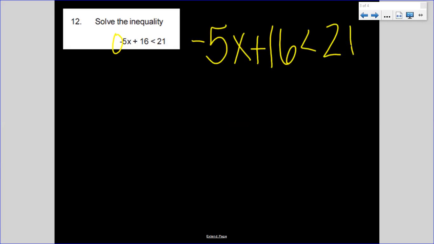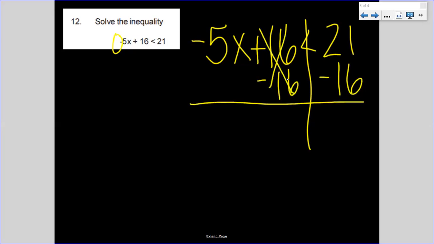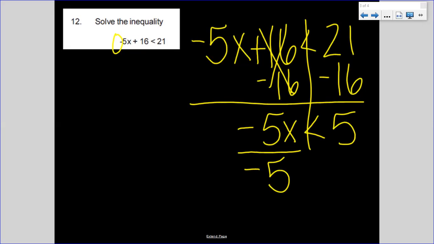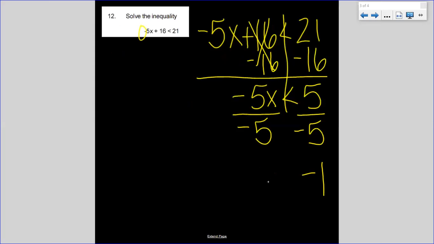So what we do, first, we draw a line down the inequality symbol, just like we would if we were doing an equal sign. So we subtract 16 from both sides first, and we're left with negative 5x is less than, and then 21 minus 16 is 5. Now we've got to get rid of that negative and the 5, you guys, remember. So we have to divide by a negative 5, okay? A lot of you got negative 1 and x, but there should be an alarm going off in your head.